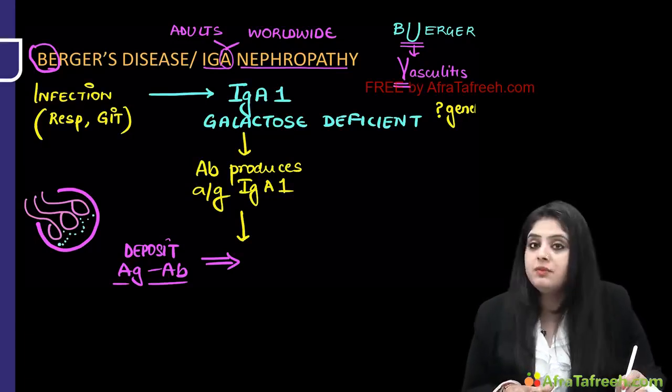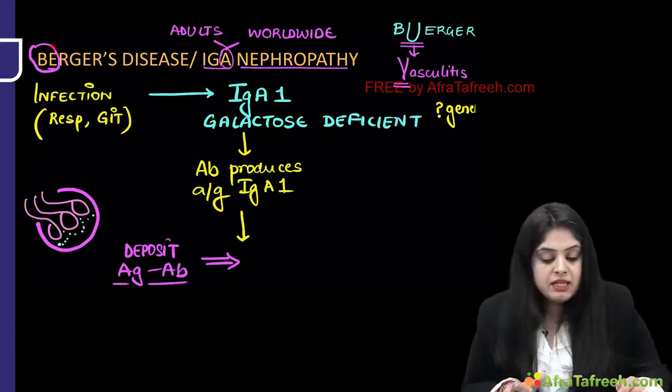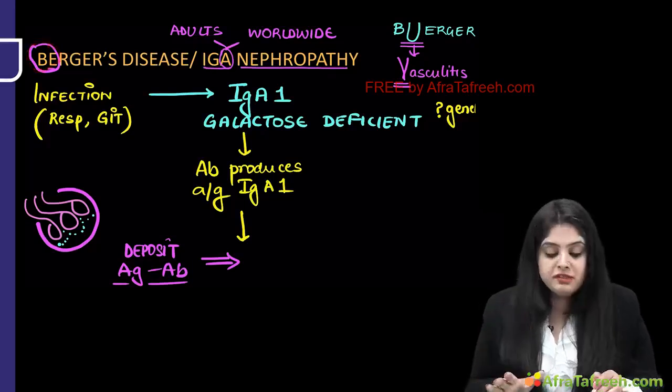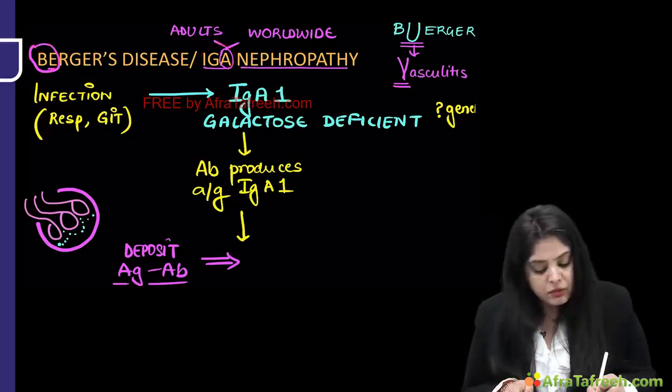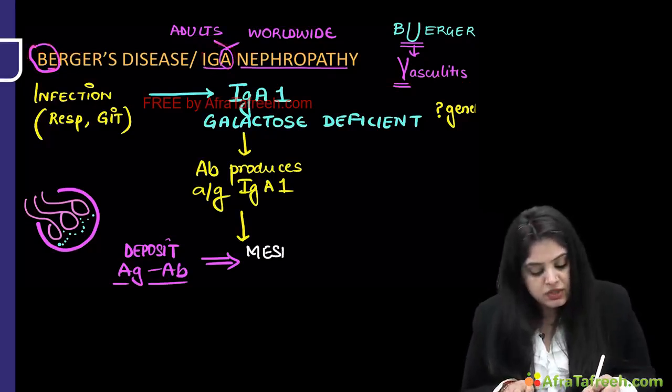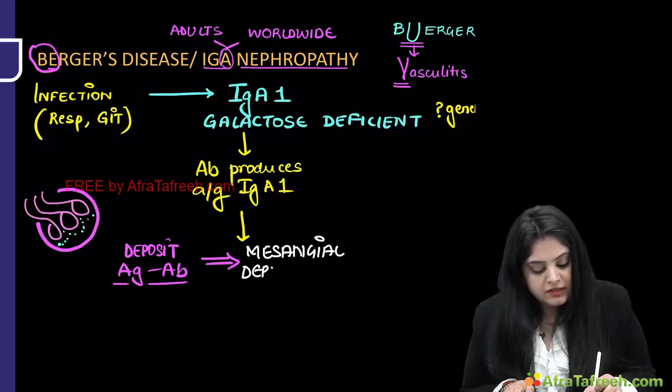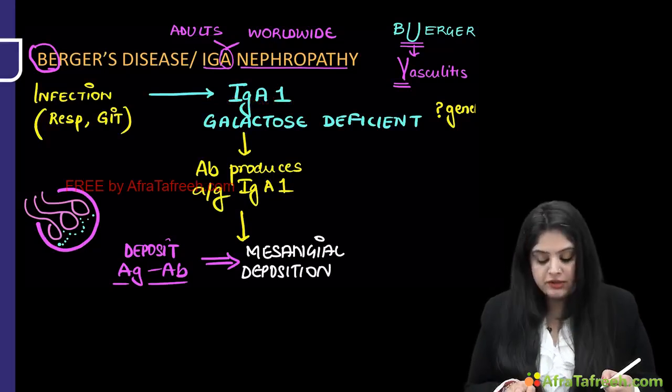Did you have the mesangium? That is how you learn it. BE for between. In Berger's disease, the IgA1 is deposited in between. Basically, there is going to be mesangial deposition. That is what they ask you a lot. There is a mesangial deposition that occurs in Berger's disease.